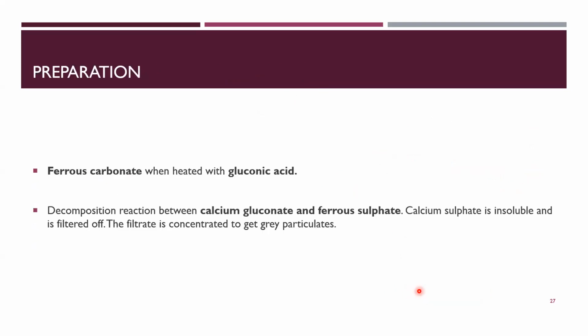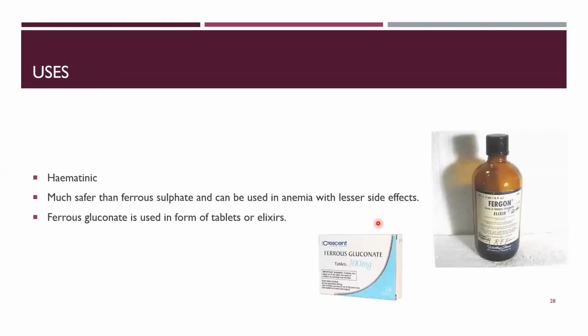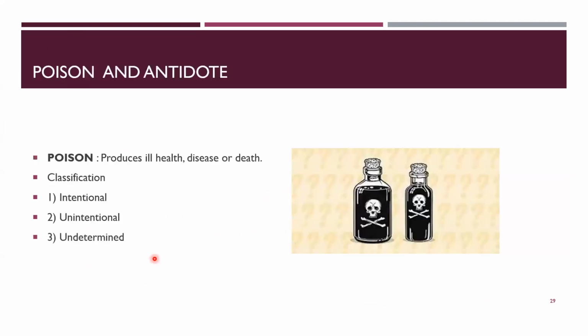In preparation, ferrous carbonate is heated with gluconic acid, or calcium gluconate is reacted with ferrous sulfate, and what we get is ferrous gluconate. Its use is as a hematinic, much safer than ferrous sulfate, and can be used in anemia with lesser side effects. So this is the formulation of ferrous gluconate. Ferrous gluconate is used in the form of tablets or elixirs. So this was all about hematinics.